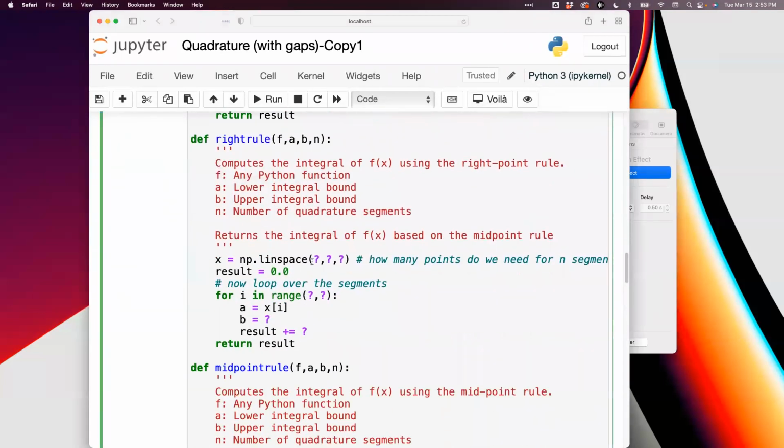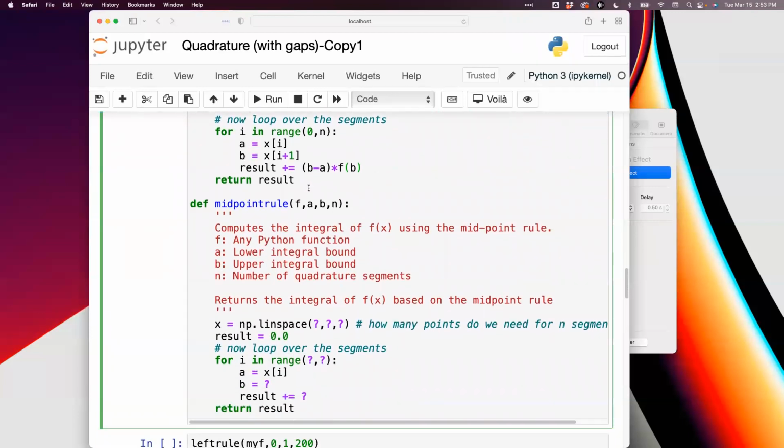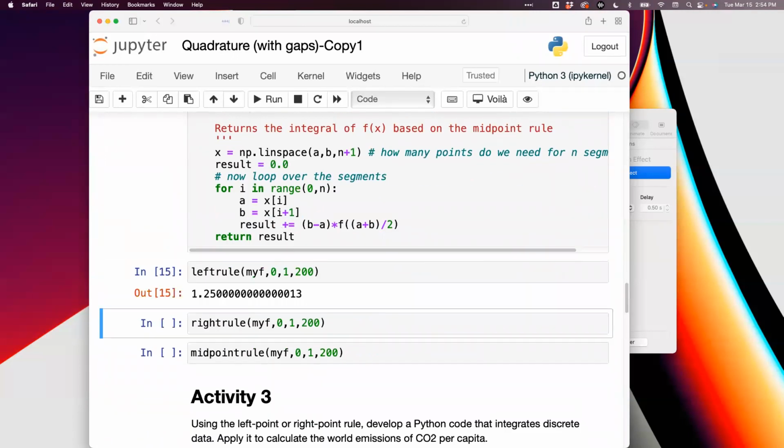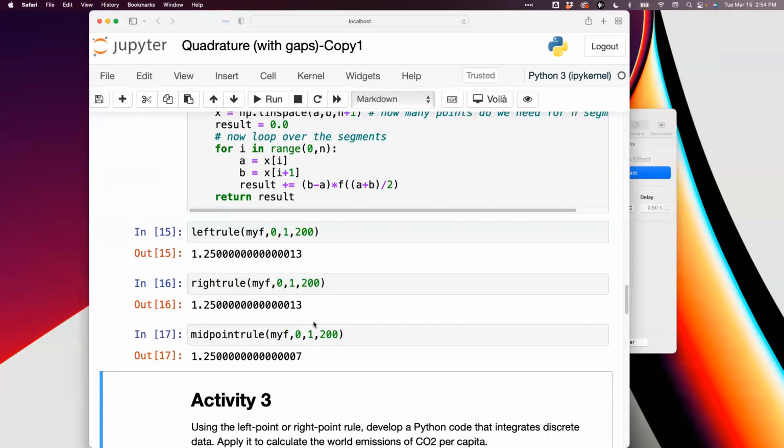The rest is similar. Again, from a to b and n plus 1, and the range from 0 to n, xi plus 1. And this is the right rule, so we get b minus a times f of b. What's nice is that you have the function, so you can evaluate it anywhere you want. For the midpoint, with a, b, n plus 1 and range 0 to n, xi plus 1, the result is b minus a times f of (a plus b) over 2. Done. All right, so now look at how accurate this has become.